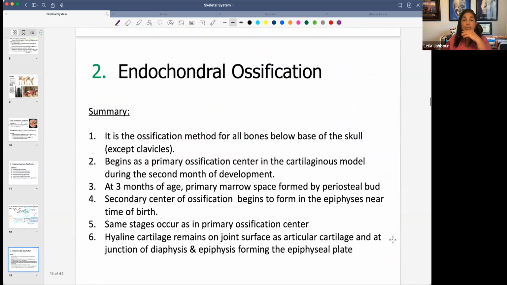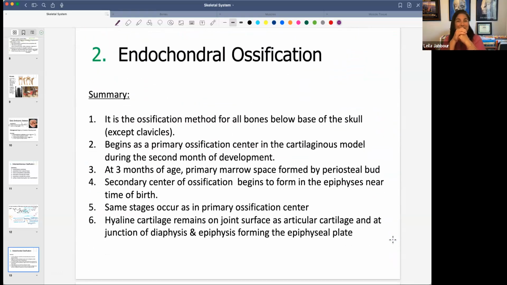All right, so now let's talk about endochondral ossification. Just like for the other one, I wrote a summary here. It's the ossification method that's used for really all bones below the base of the skull, and especially long bones. So I'm going to use the example of a long bone and how it's produced. I'm going to draw it out, and it begins as a primary ossification center in the cartilaginous model during the second month of development. So let's talk about that.